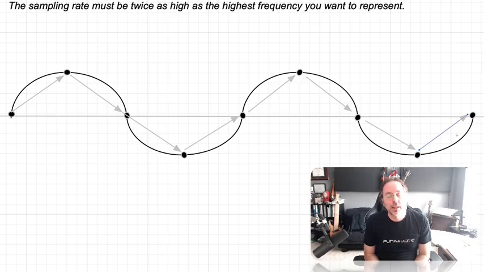To summarize, if the frequency is too high, we don't get enough samples to represent what it is. So we need to figure out what is the highest pitch we can represent for a given sampling rate, and that's what this tells us here. The sampling rate must be twice as high as the highest frequency we want to represent. So what frequencies do we want to represent? Let's go to a new video and talk about the frequencies that we need to capture.